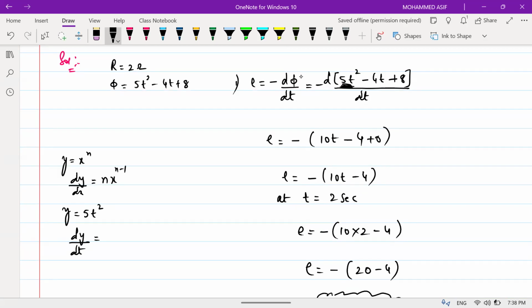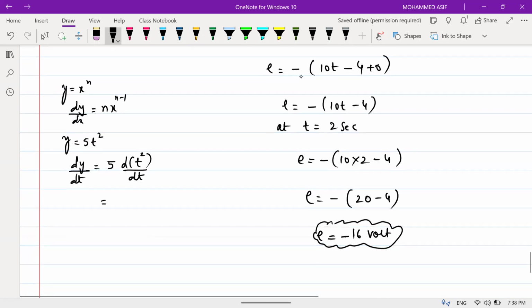What is the power here right now? 5 is a constant, so bring it out. So this is the differentiation of t square divided by dt. So that is equal to 5. t square is like x power n, so in the place of n, what am I having? 2. So this is right now 2 into d t divided by dt, differentiation. Differentiation of this one is how much for me? t is nothing but t, this one is right now t to the power of 2 minus 1. So this will be equal to 5 into 2 into t. 2 minus 1 is nothing but 1. So it is 10t. That is the reason I have written here 10t.